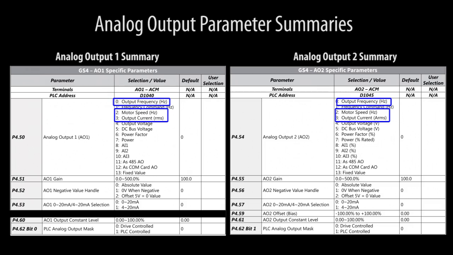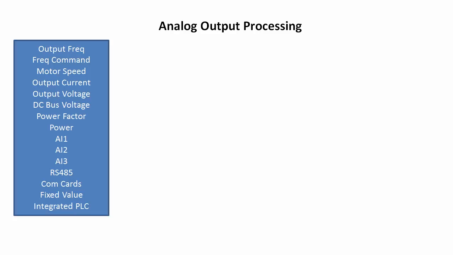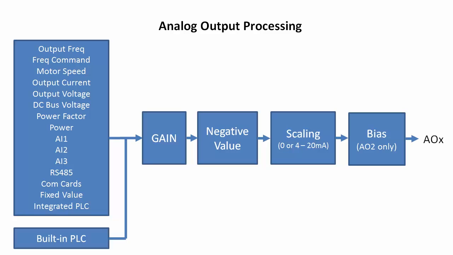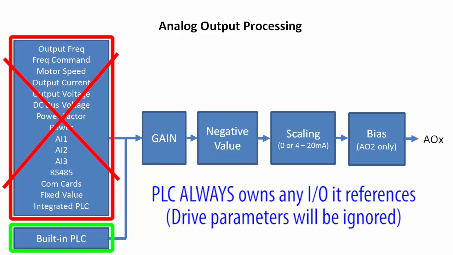frequency. Regardless of what you're monitoring, all of them end up in one place that then goes through the same gain, bias, and negative value handling regardless of the source. And that includes writes from the PLC. When the PLC writes to one of those dedicated analog output addresses, it also goes through all this stuff. And remember, if the PLC references an analog output, whatever you select here will be ignored.